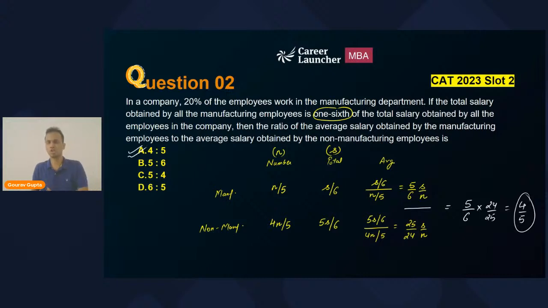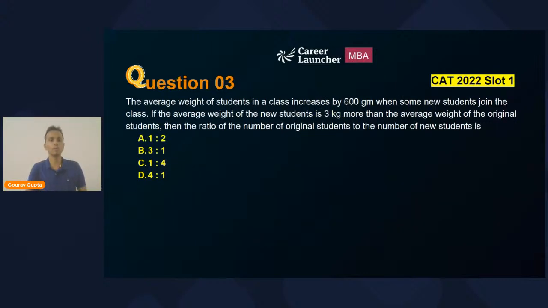I would not even stop on this question. It's such an easy question, you should be able to understand it in one go. You have to do nothing in this question. Just write it in this manner. And the answer is 4 upon 5. That is option A. Let's quickly move towards the next question.